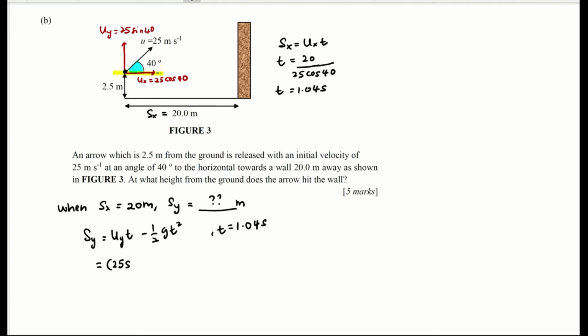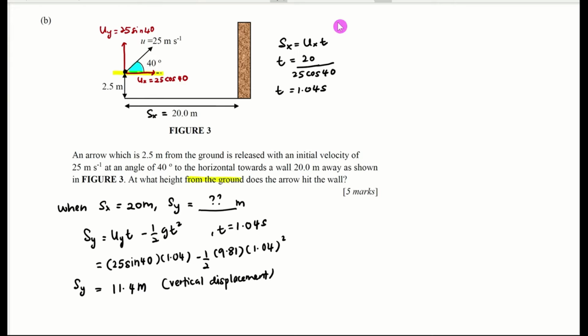So 25 sin 40. Alright. And then T is 1.04 minus half 9.81 T squared, 1.04 squared. Okay. So you tekan kalkulator elok-elok. So you akan dapat 11.4 meter. So 11.4 meter adalah, that one is positive, right? So 11.4 meter is the vertical displacement. Okay, that one is the vertical displacement. Okay. Jadi 11.4 meter ni dia adalah positif.